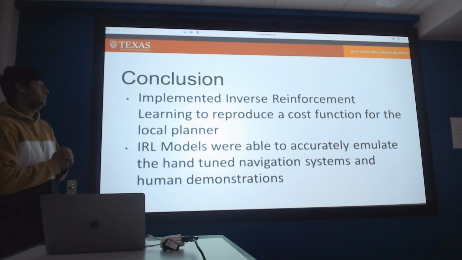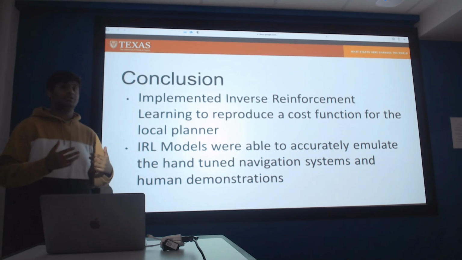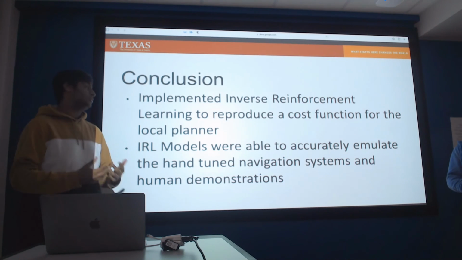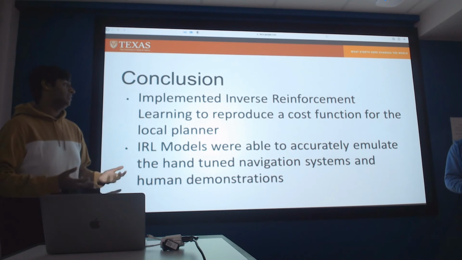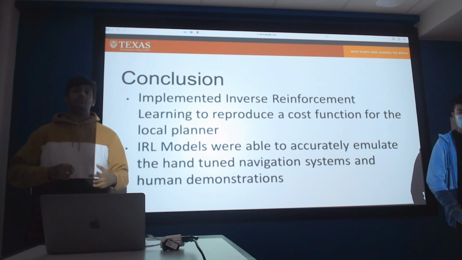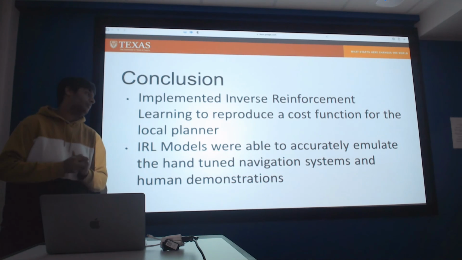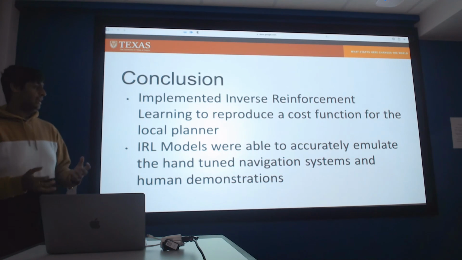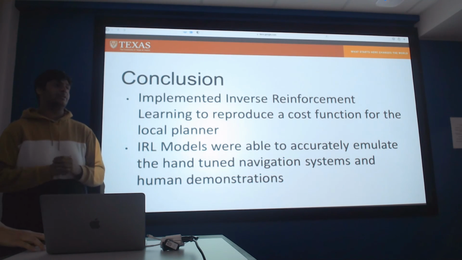So, general conclusions. We were looking at the local planner and we identified that current ways of ranking trajectories and choosing the best trajectory from the sampler requires a lot of expert intervention in terms of producing a hand-tuned cost function. So what we worked to accomplish is to develop an inverse reinforcement learning approach to reproduce a cost function for the local planner that can pick trajectories in a more robust way and fit to more unique scenarios based off human demonstration. And what we identified through our experiments was that IRL models are accurately able to both emulate hand-tuned navigation systems as well as human demonstrations to produce robust and semantic-aware navigation.